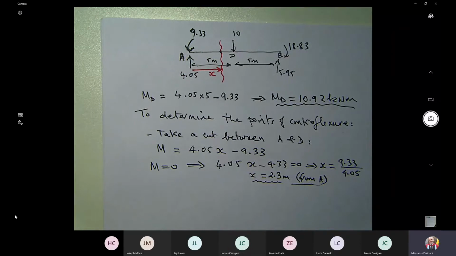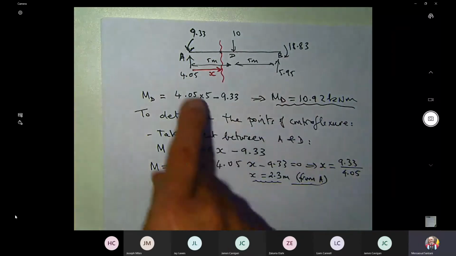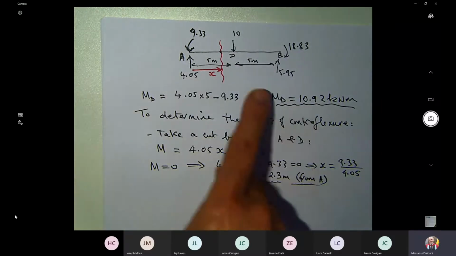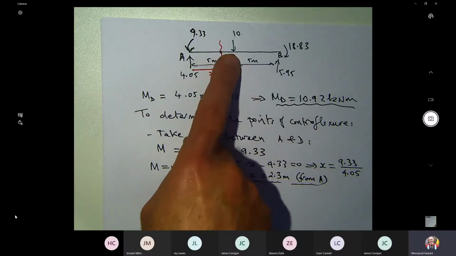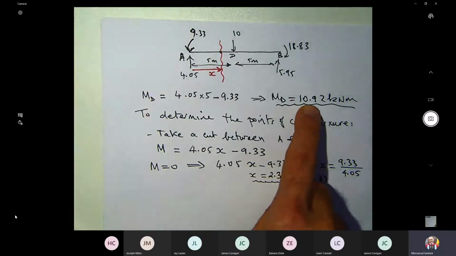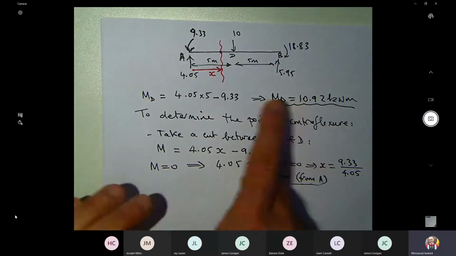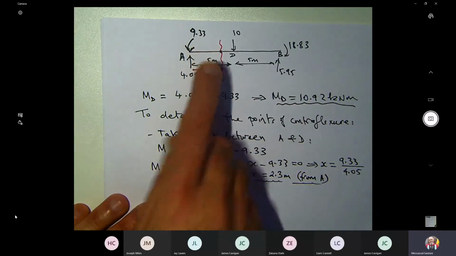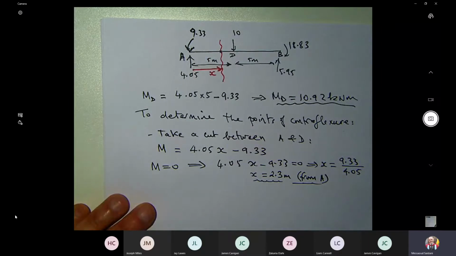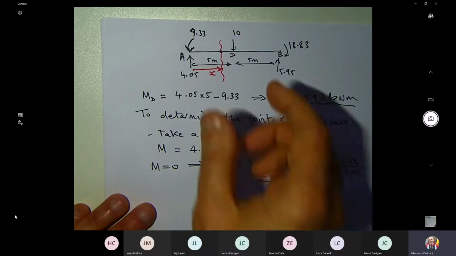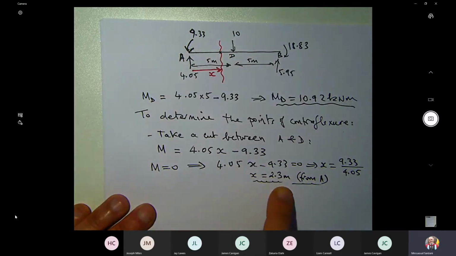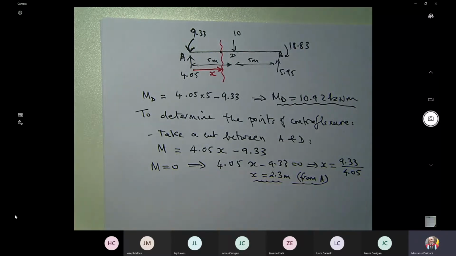Then, if you look at the moment at A, it is 9.33, and the moment at D is 10.92. So these two moments are not equal, but close. So you expect that the point of contraflexion where the moment is 0 will be roughly about the midpoint. You've got 5 here, the midpoint is 2.5. You can see it's quite close. Do you see the logic? Always check that your answers actually make sense.